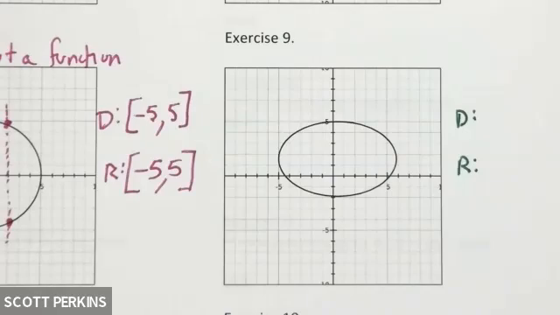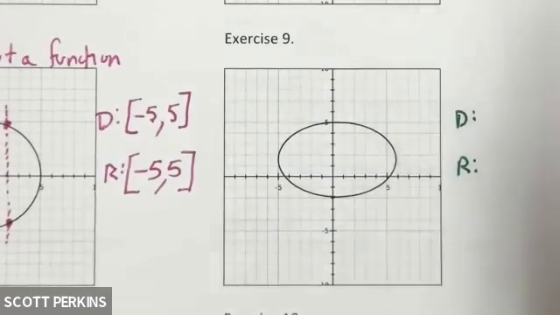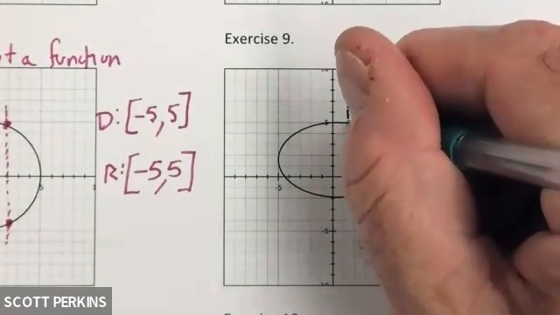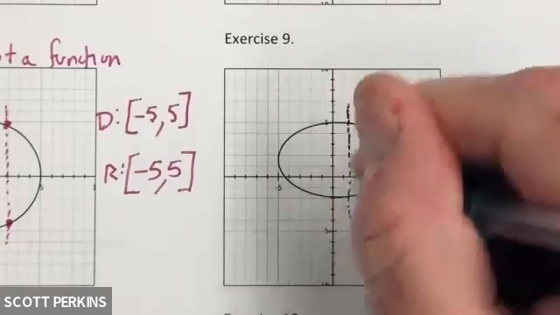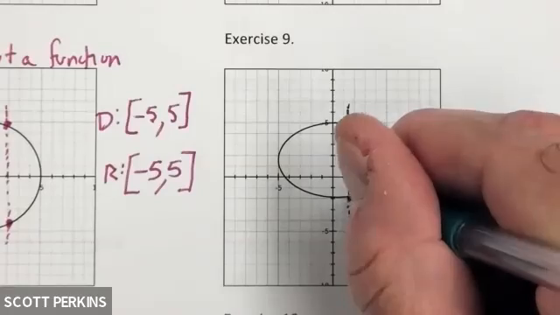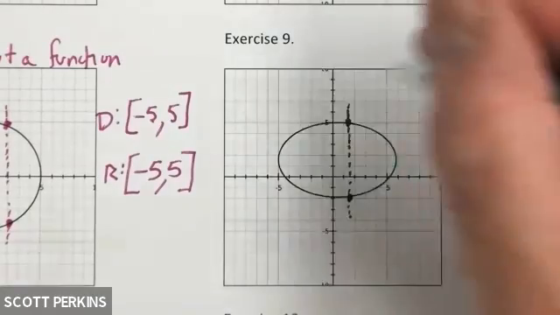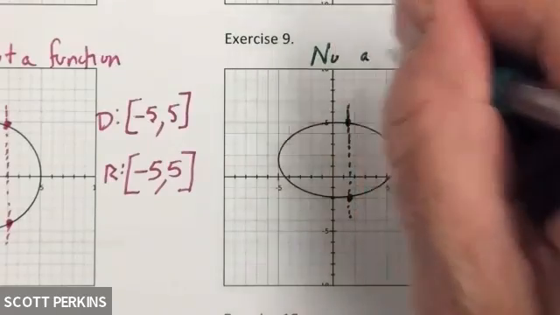Is this a function or not a function? Again, it fails the vertical line test. I'm just going to pick one example area right here. This x value hits the graph at two places. So there's two y values that go along with it. So not a function.